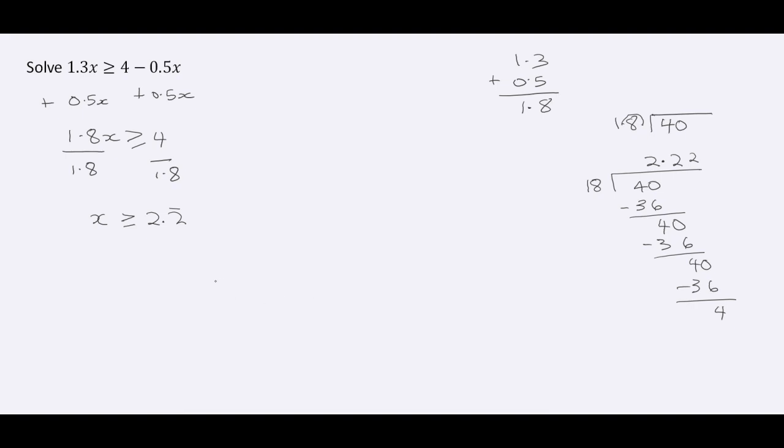And then we draw the number line. We have 2.2 repeating here, so it's going to be a closed circle. x is greater than or equal to 2.2 repeating.